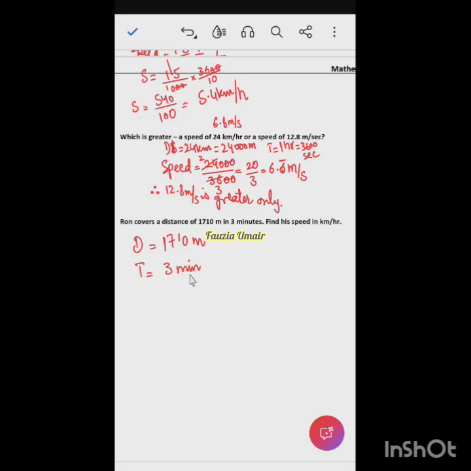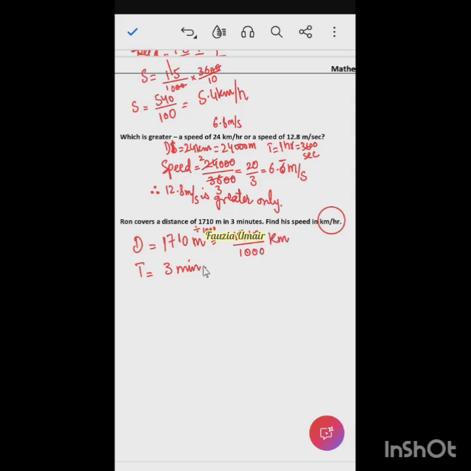Minutes cannot be written with only m. Whenever you write second, SEC is the short form. For minute you have to write MIN, because only m is for meter. So 1710 meter, our required unit is kilometer per hour. So we are going into the bigger unit, so we will keep the fractions, remember. So meter to kilometer we will divide by 1000. So it would be 1710 divided by 1000 kilometers.